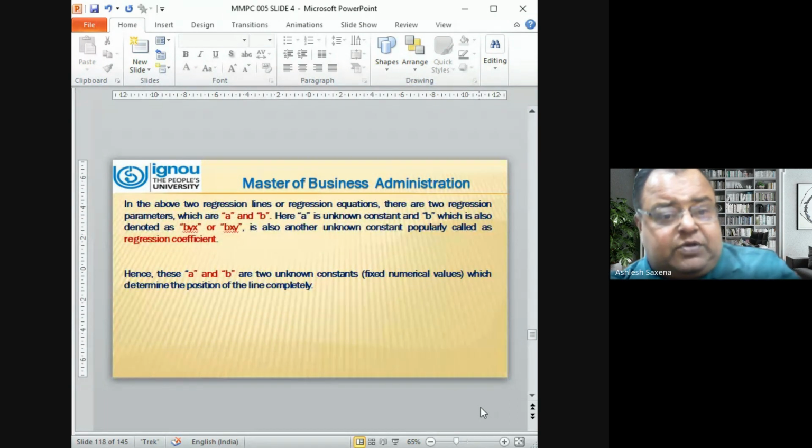In the above two regression lines or regression equations, there are two regression parameters, which are a and b. Here a is an unknown constant, and b, which is also denoted by byx or bxy, is another unknown constant, popularly called the regression coefficient. Here, these a and b are two unknown constants, that is, fixed numerical values, which determine the position of the line completely.